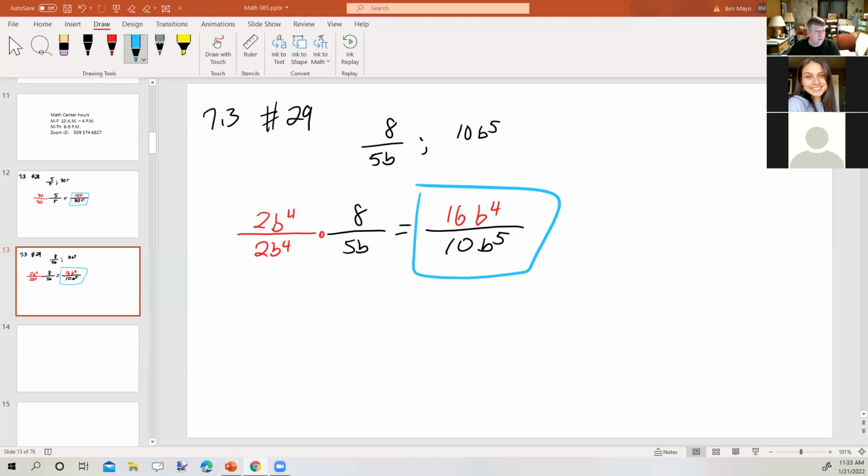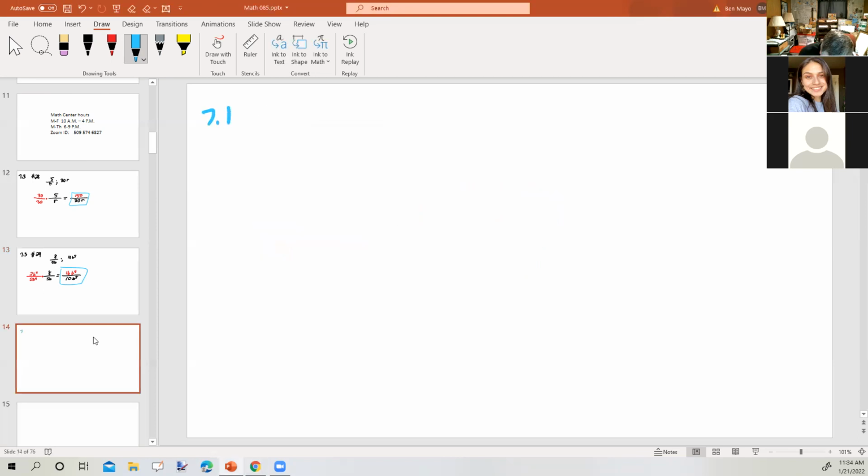All righty. We're going to take a look at some other ones here. This is going to take us back. We've got some questions from 7.1, 7.2, and 7.3. Okay, so this is section 7.1, number 15. It says, simplify, assume that the denominator is not 0.